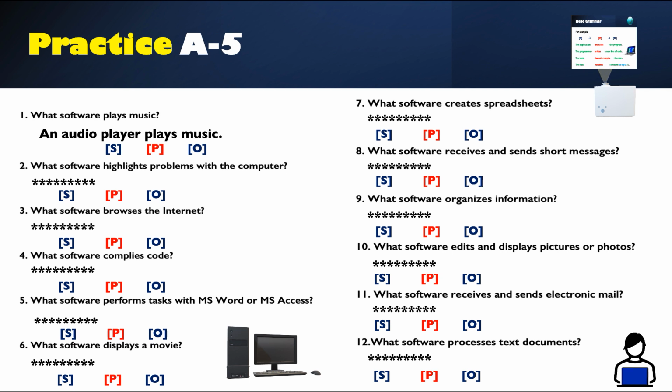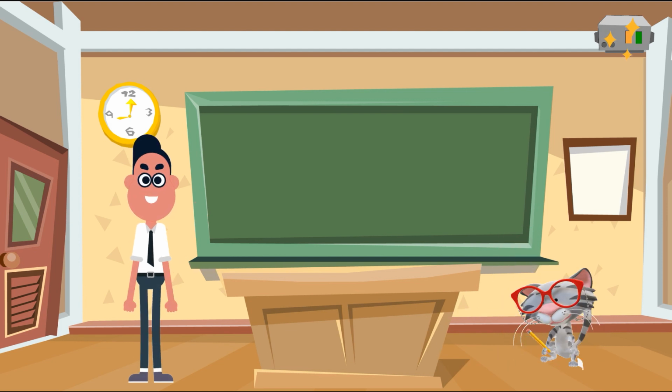So we can get a hint for the answers to these questions for practice A-5 from the vocabulary section. Yes. It's basically the same section, but just you marking things subject, predicate, object.